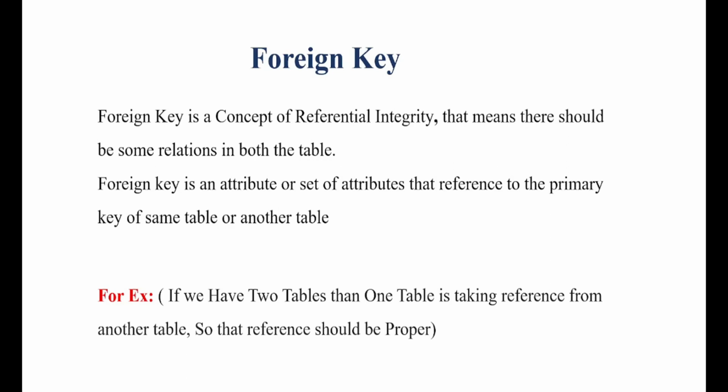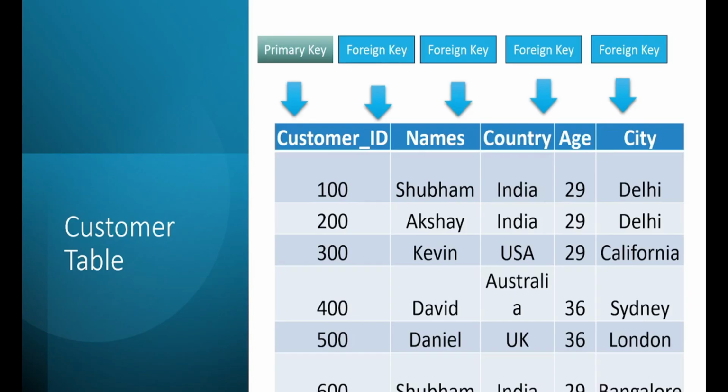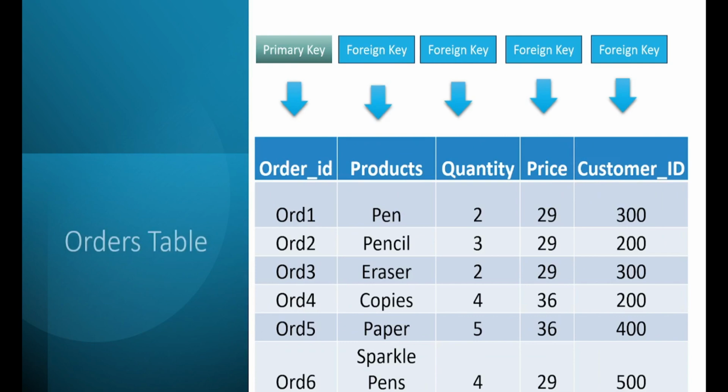So guys, go back to our customer table. Here we have the customer ID column, names, country, age and city. This customer ID is a primary key because all the values are unique and there is no null. Now look at one more table. Here we have the order table, and here order ID is the primary key because no values are repeating and there is no null. The other columns are foreign keys, like products, quantity, price and customer ID.